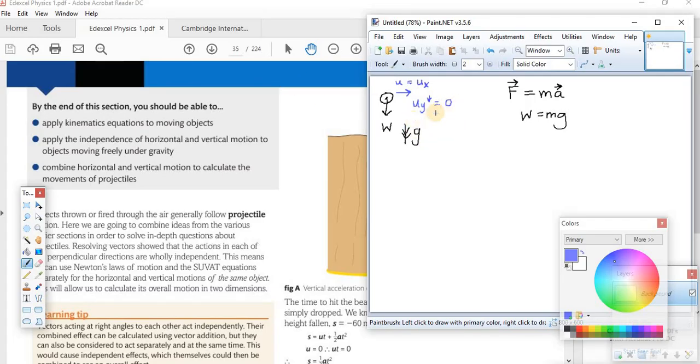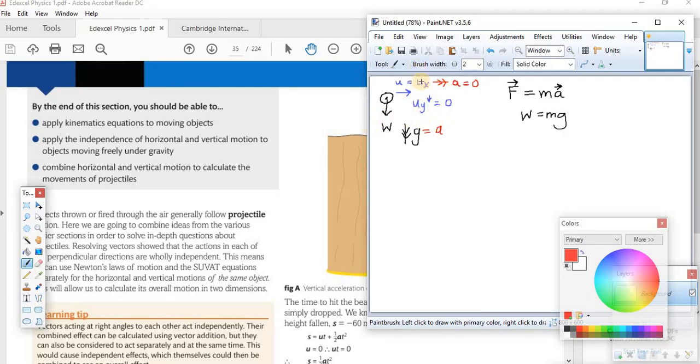We can also say the acceleration in the horizontal direction is 0, because there is no force in the horizontal direction. If you take the component of weight and resolve it in the horizontal direction, this will be w cosine 90, which is 0, because cosine 90 is 0. So there is no acceleration in the horizontal direction, but there is an acceleration in the vertical direction, which is equal to g, or 9.81 meters per second squared.